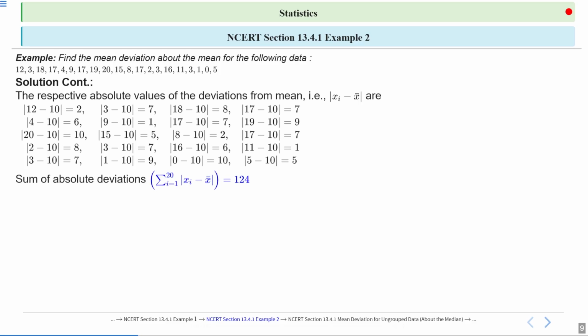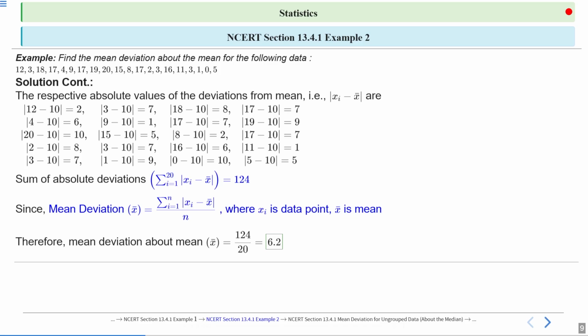Sum of the absolute deviations: summation i equal to 1 to 20 of mod value of xi minus x bar equals 124. Since mean deviation about x bar equals the summation of mod value of xi minus x bar upon n, where xi is the data point and x bar is the mean, therefore mean deviation about the mean equals 124 upon 20, which is equal to 6.2, and this is our final answer. I hope this example is clear to all of you.